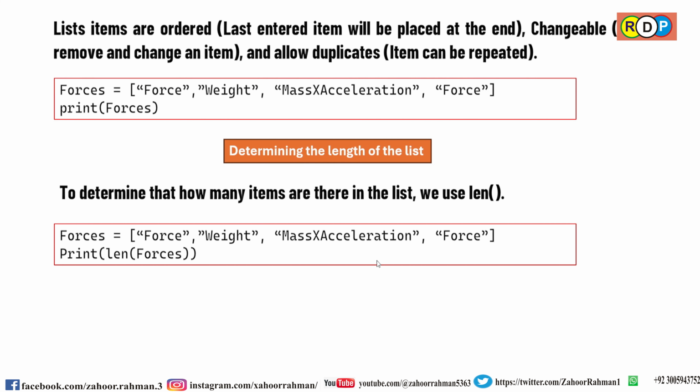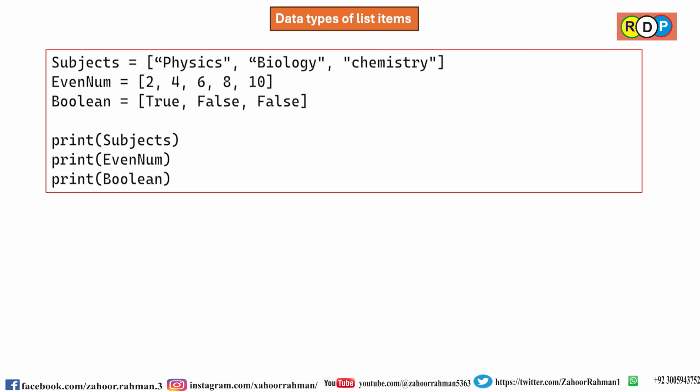Now next is the data types of list items. Let us understand the data type of a list item. First, there is a list, subjects, in which I have written physics as the first element, biology as the second element, and chemistry as the third element.